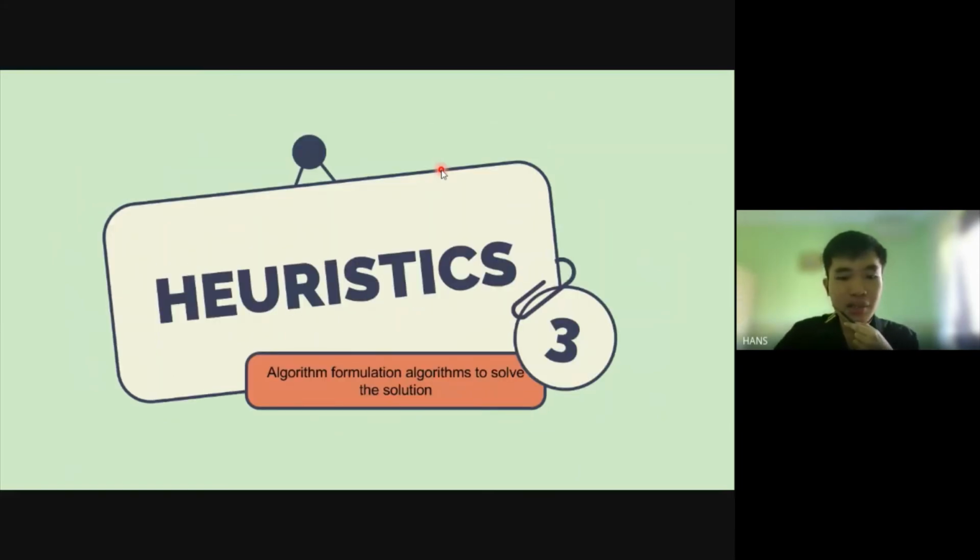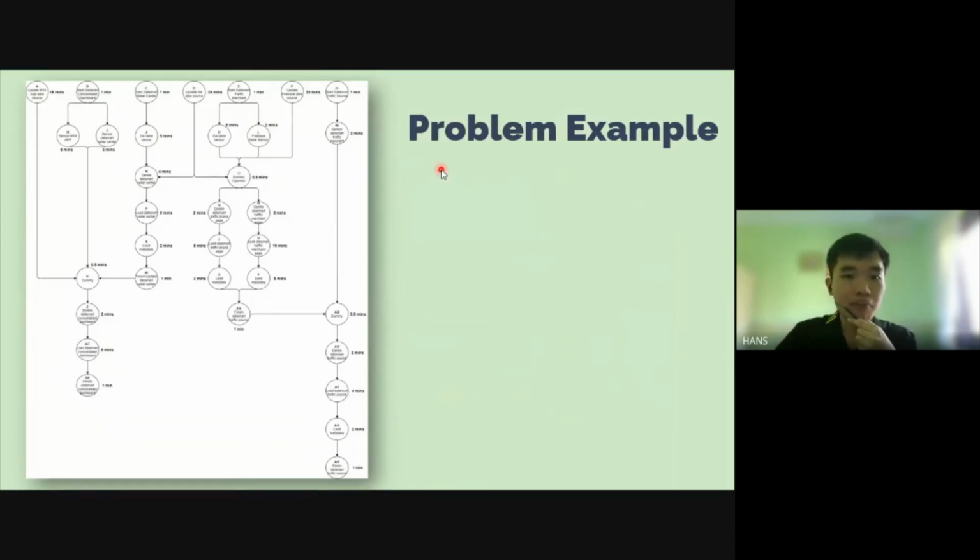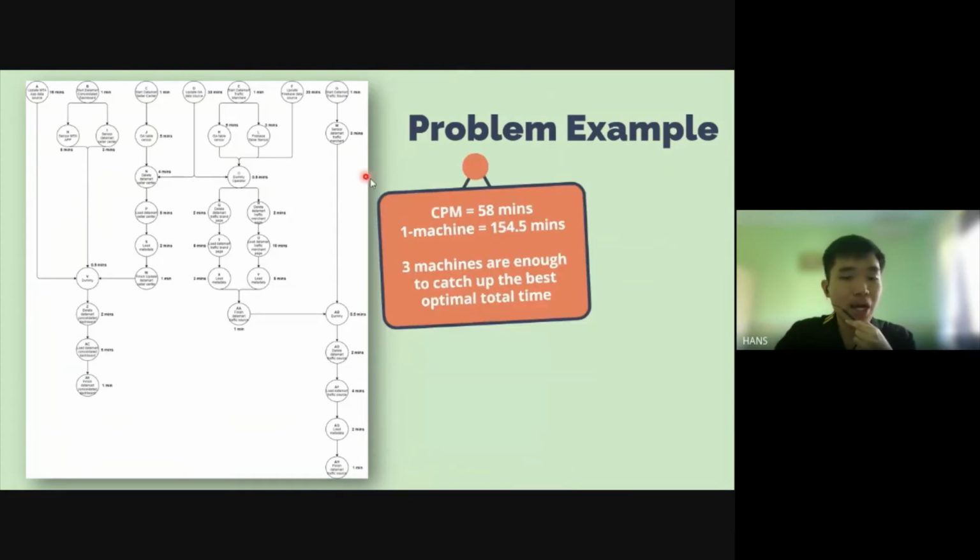And here in chapter 3, I'll discuss the heuristic problem. If you look at the figure on the left-hand side, this is just the DAG task example that we use to formulate the heuristic algorithm. And as I have mentioned earlier, in order to solve this problem, we will use the critical path method solution as the best case scenario, as well as the one machine problem as the worst case scenario. These two principles will act as the baseline for our heuristic algorithm.